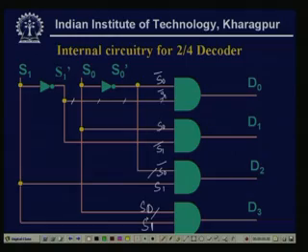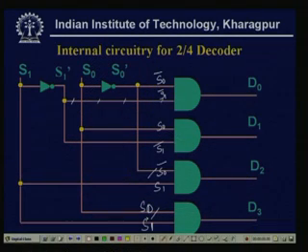Now, similarly, what we can do for the 3 to 8 decoder, 3 by 8 decoder, at that time it will be a 3-bit control line or 3-bit select line and an 8-bit output line, that means it directs the path to any one of the 8 outputs. Normally, we can design an n to 2 to the power n decoder and the circuit will be similar.